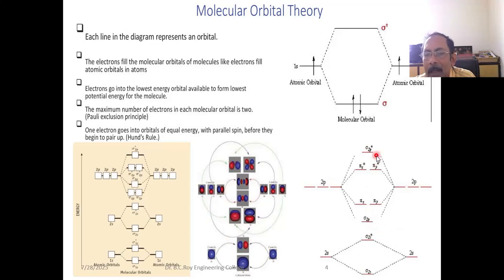Now depending on the number of electrons available, they will be getting filled up, and obviously lower energy orbitals will be filled up first, followed by the higher energy orbitals.